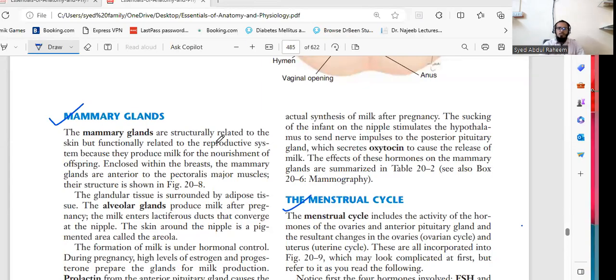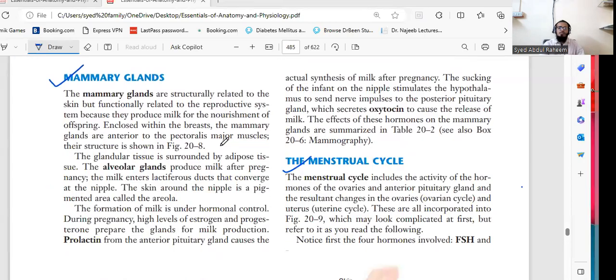So let's start with mammary glands. Basically, in the female, after conceiving a baby, the female will feed the baby. So that's the reason the mammary glands help to feed the baby.